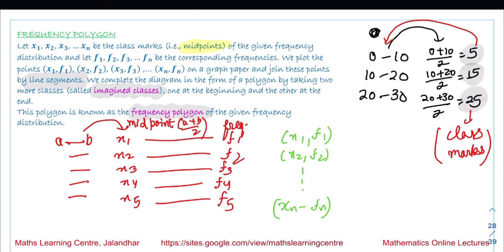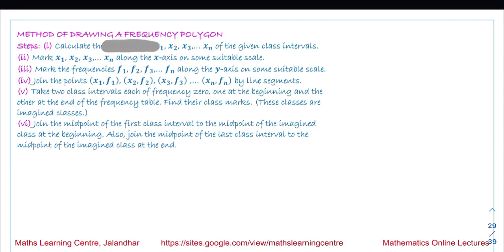So first of all, we are talking about the method. First of all we have to calculate the class marks, that is the midpoints. Then along the x-axis we will take a suitable scale to mark these points. Then on the y-axis we will draw the frequencies. Then we will join the points x1, f1, x2, f2, x3, f3 by line segments. This is important over here, that we have to use the scale and use straight lines to join these points.